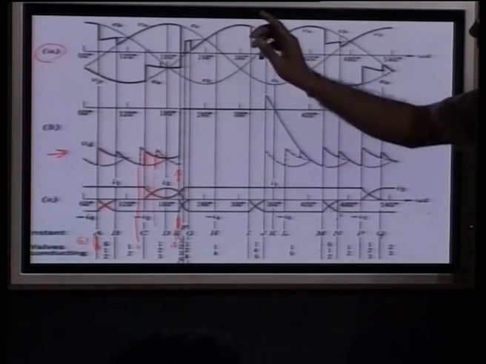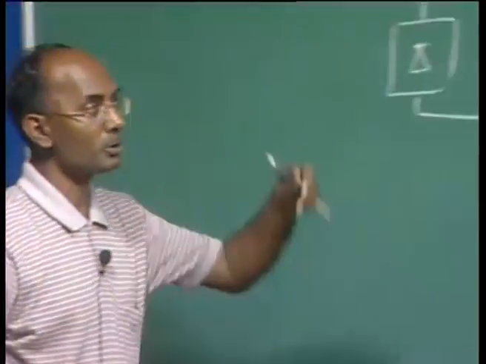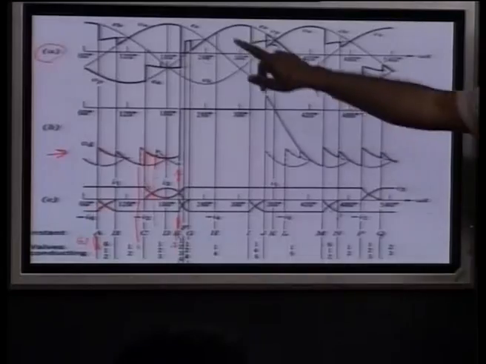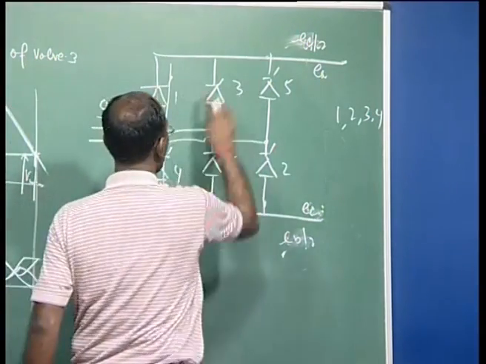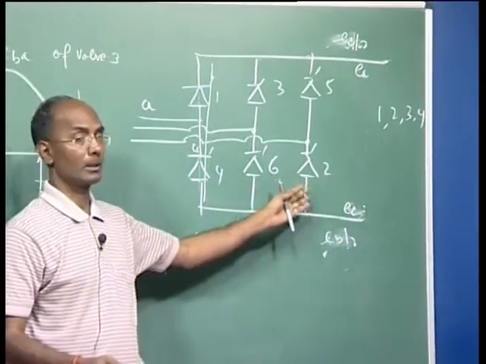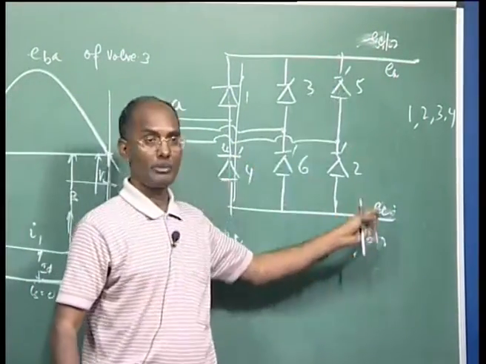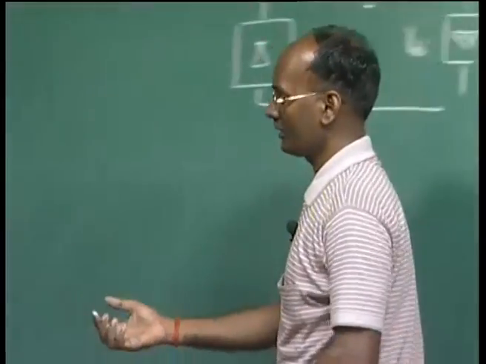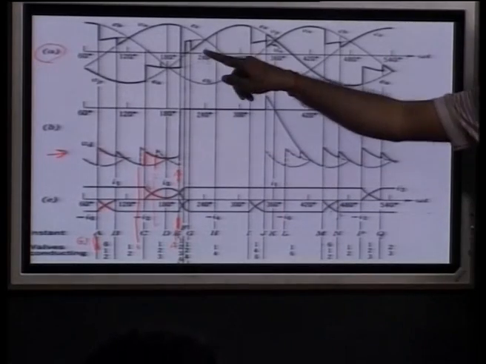Once the commutation is over, then 1 and 4 are conducting, which means on both sides the voltage is EA. When this is conducting, here is EA, and when this is conducting, here is EA, since no two valves are conducting in the bridge. Both are following EA, so EA minus EA will be 0, and you can see the output voltage is going to be 0 here and it follows.